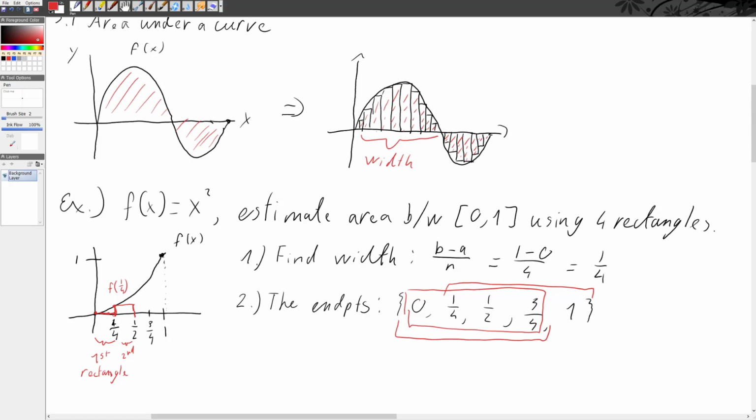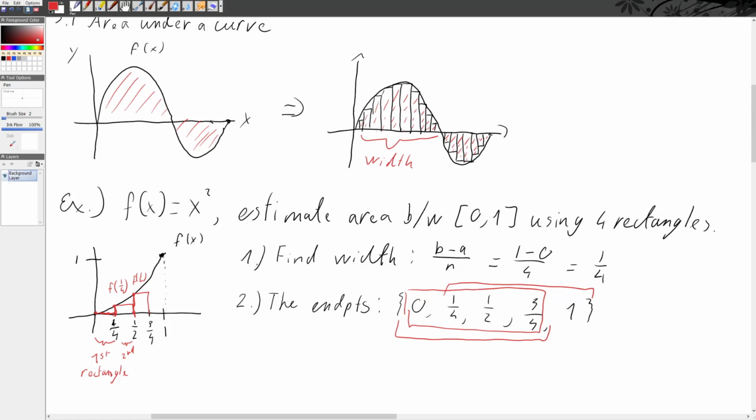Now I go to my next point, 1/2. How high is this rectangle starting at 1/2? Well, I go up, draw a line to see where it intersects the graph. And where does it intersect the graph? Precisely at the point of f of 1/2. Then I make my rectangle.